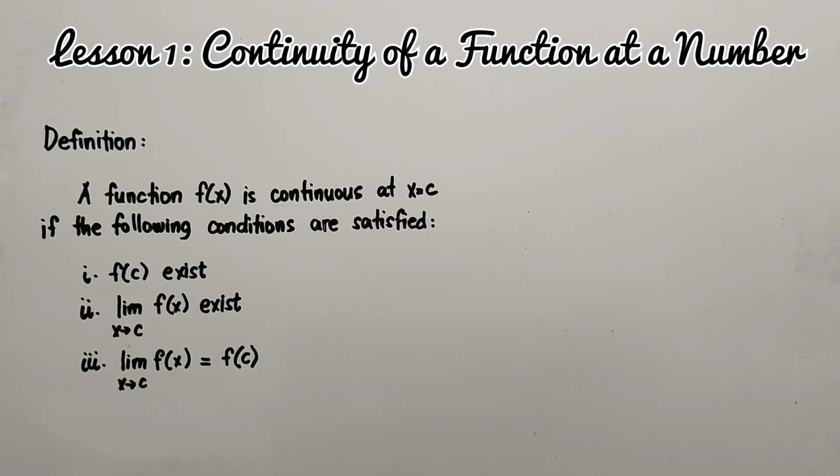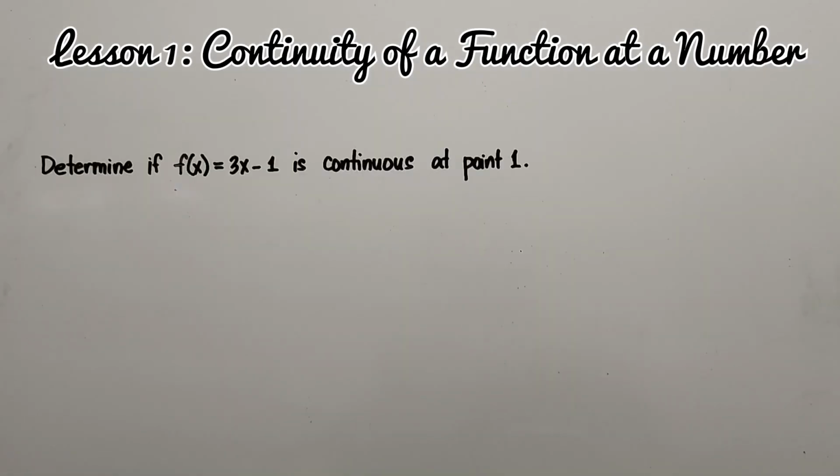Upon checking whether a function satisfies the first two conditions, check whether the obtained values from these conditions are equal. Always remember that if one or more of these conditions are not satisfied, then f(x) is discontinuous at x = c. We will now determine if f(x) = 3x - 1 is continuous at point 1.